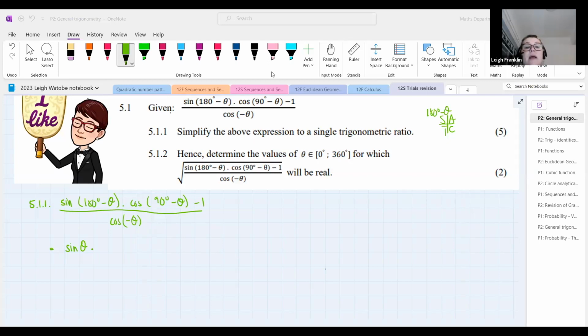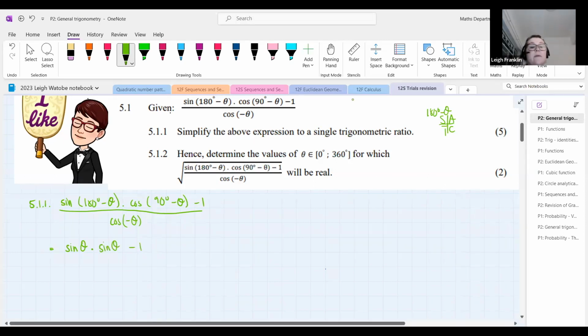Molebo says it needs to be sine theta. Good, Molebo. This is a co-ratio, so cos 90 minus theta becomes sine theta. Well done. There's our minus 1. And now into our denominator, here we've got cos minus theta. So what is that going to reduce to?